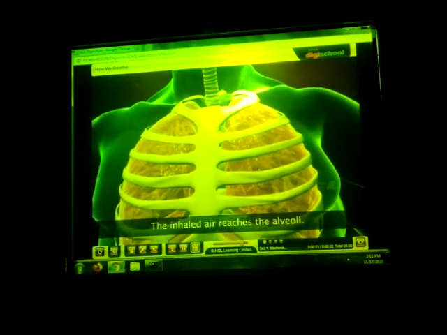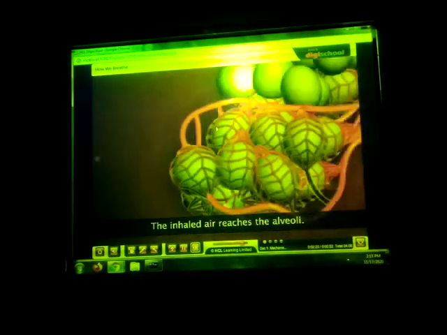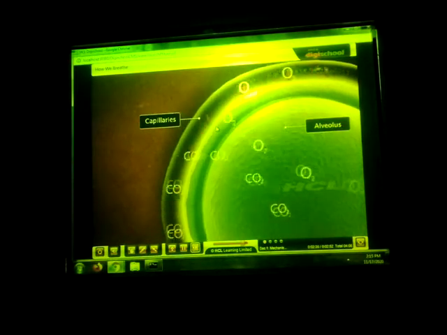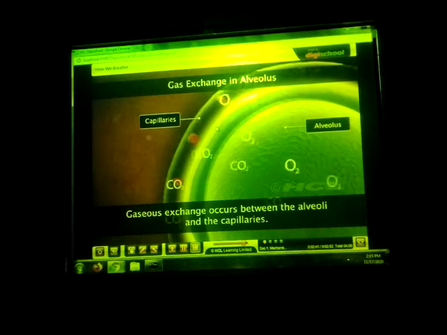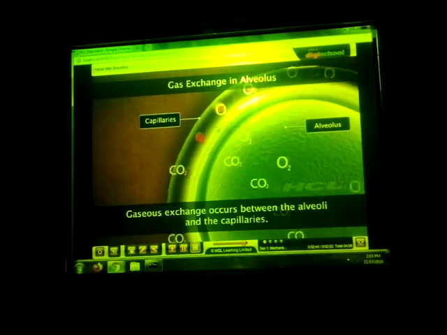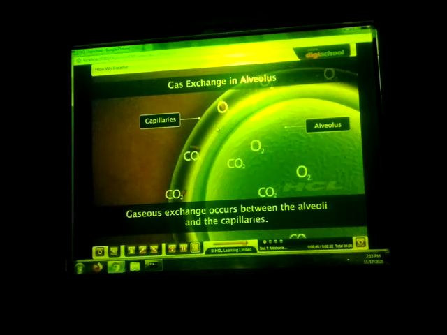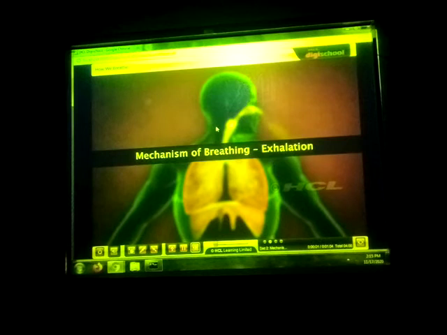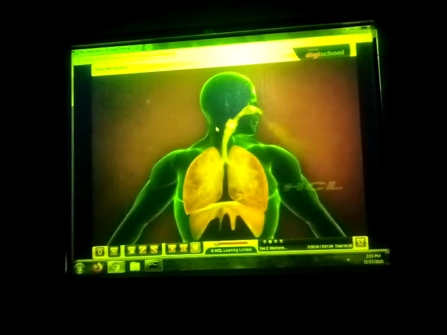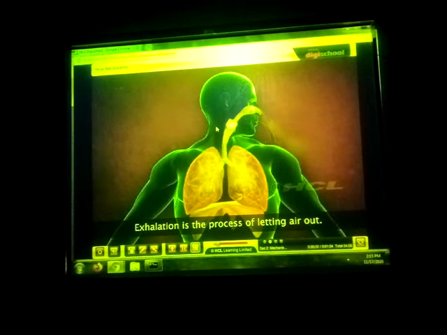The air finally reaches the alveolar region, which is richly supplied by blood capillaries. In the alveoli, oxygen diffuses into the blood and carbon dioxide moves from the blood to the alveolar region. This completes the inhalation process. During exhalation, carbon dioxide-rich air moves out of the body through the nasal cavity. Let's see how this happens.